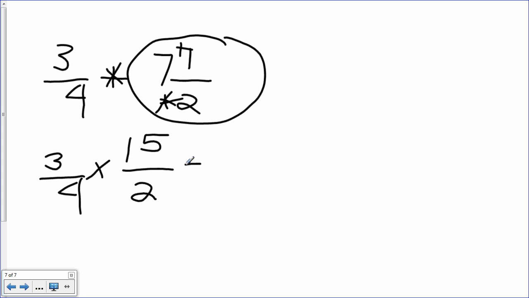Then I'm going to go ahead and multiply. So I have top times top, bottom times bottom. 15 times 3 is 45. And 4 times 2 is 8.